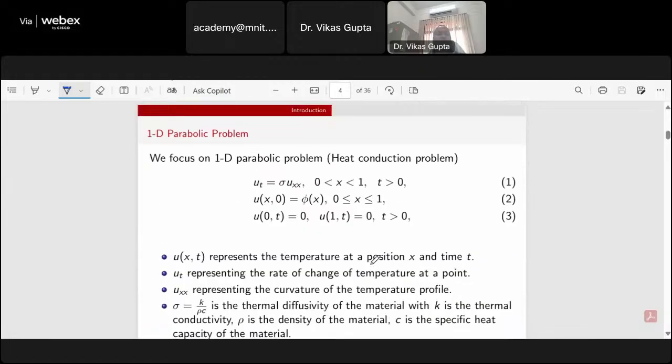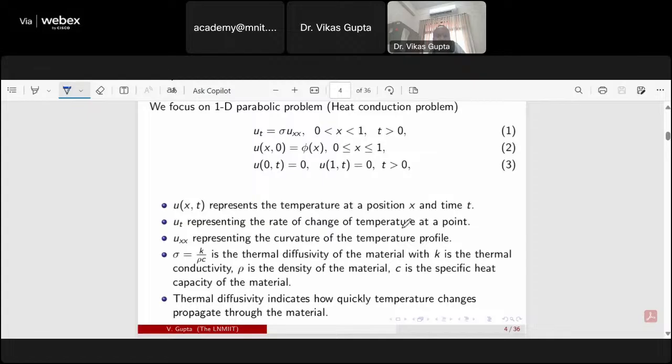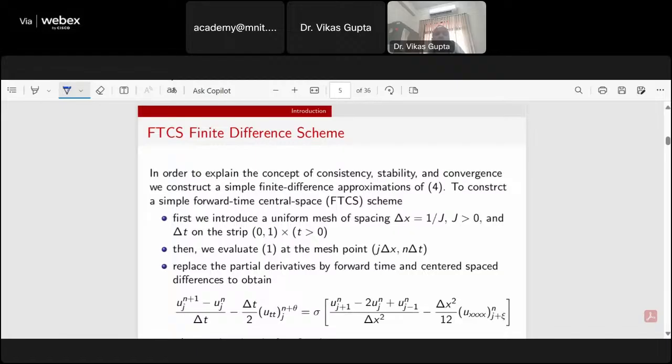In this lecture, we do not aim to discuss the physics of this heat conduction problem. I am just giving you a small idea about it. Here, the thermal diffusivity, that is the parameter sigma, indicates how quickly temperature changes propagate through the material. So for this heat conduction problem, we try to construct a simple forward time central space finite difference scheme.